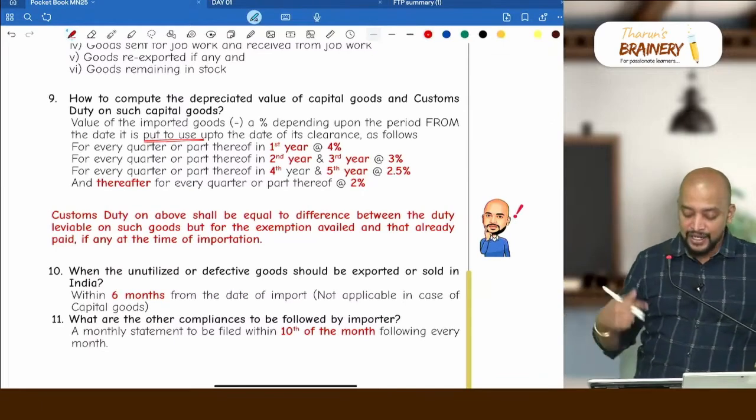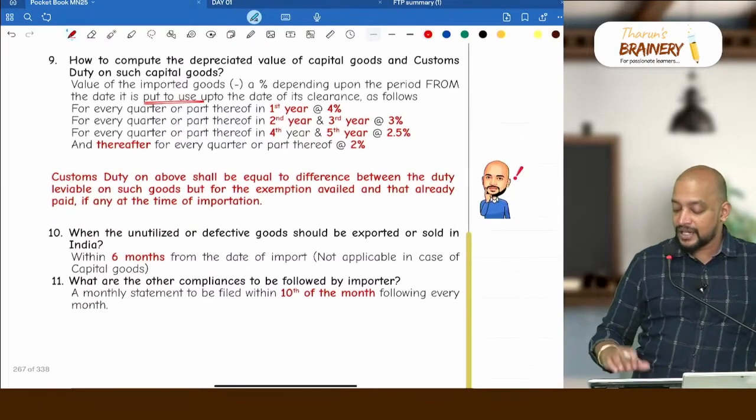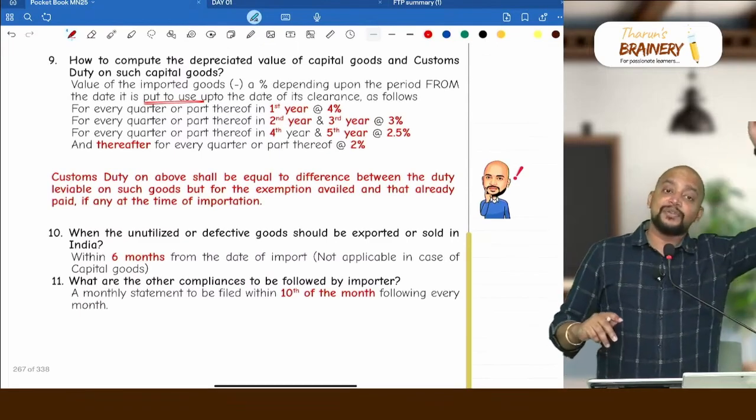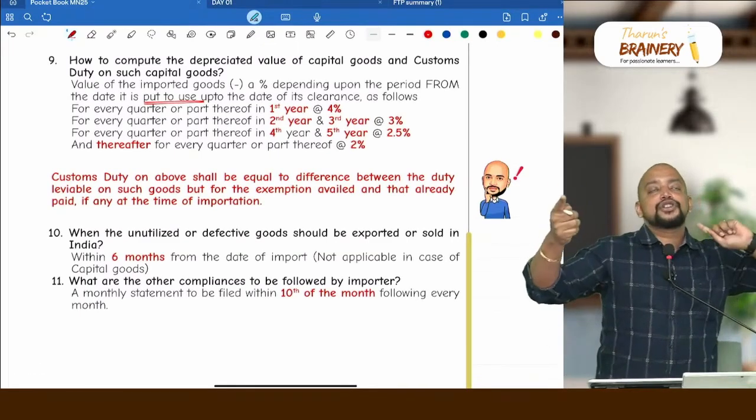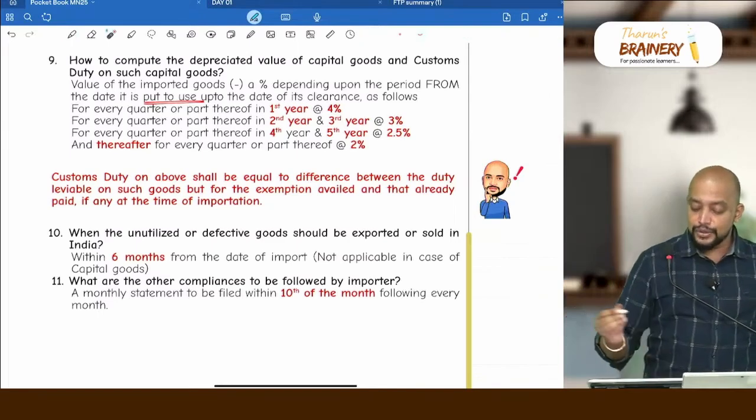Both dates will be given. Put to use date will be given, and thereafter imported date also will be given. We need to compute interest from the date it is imported, but depreciation should be computed from the date it is put to use. And how much customs duty we need to pay?